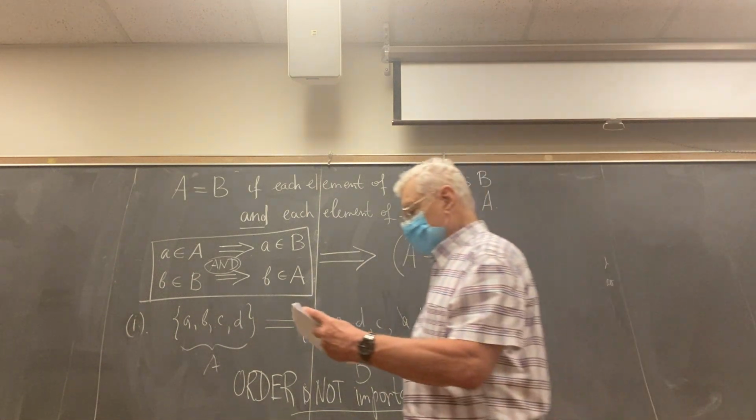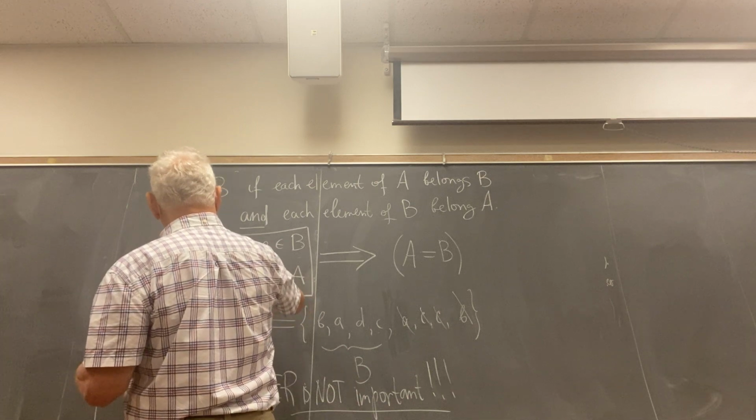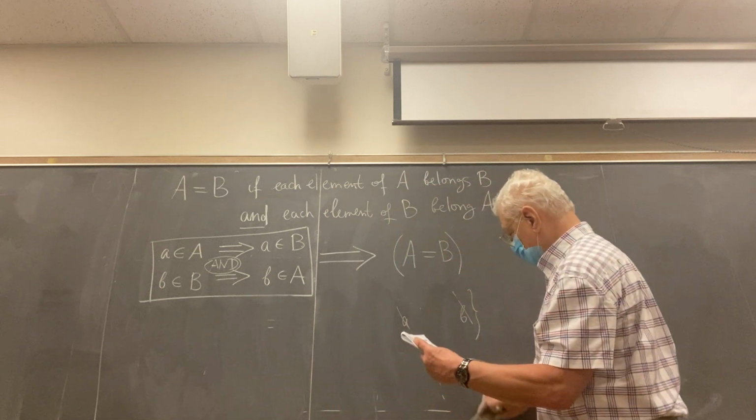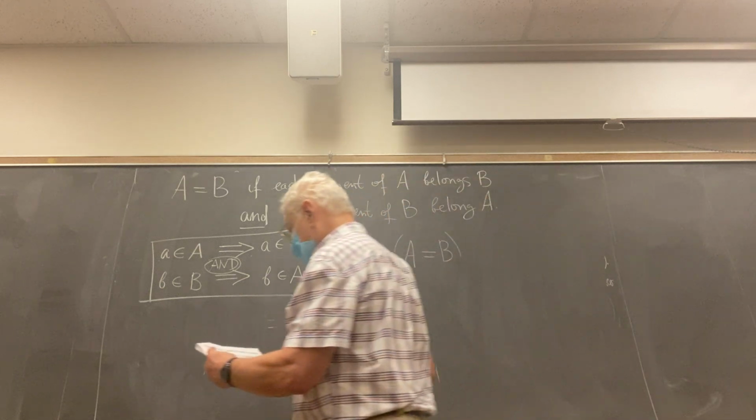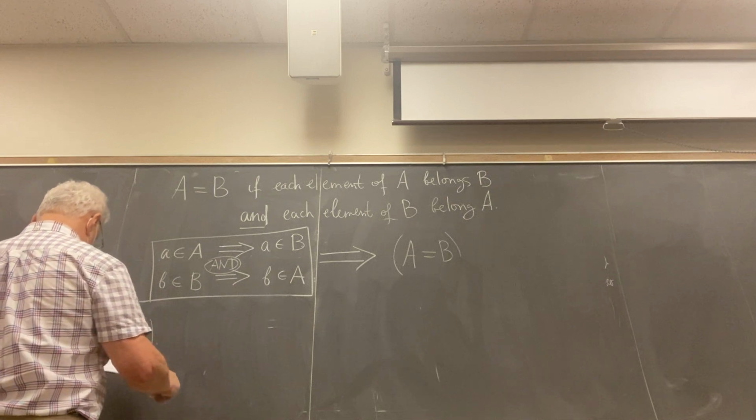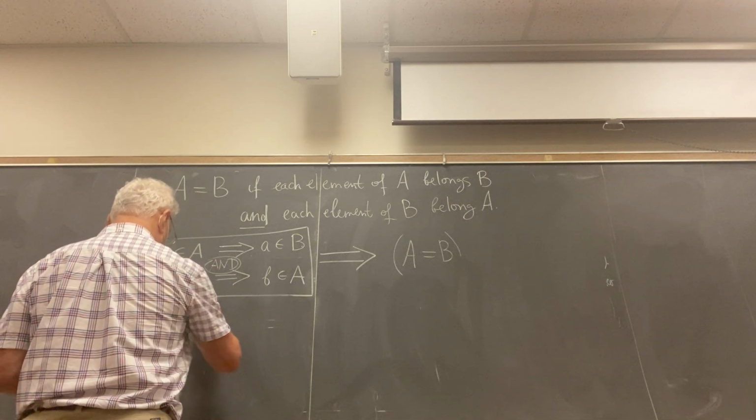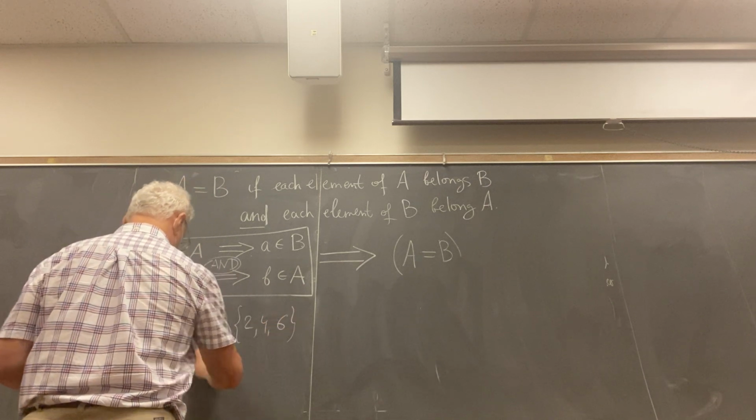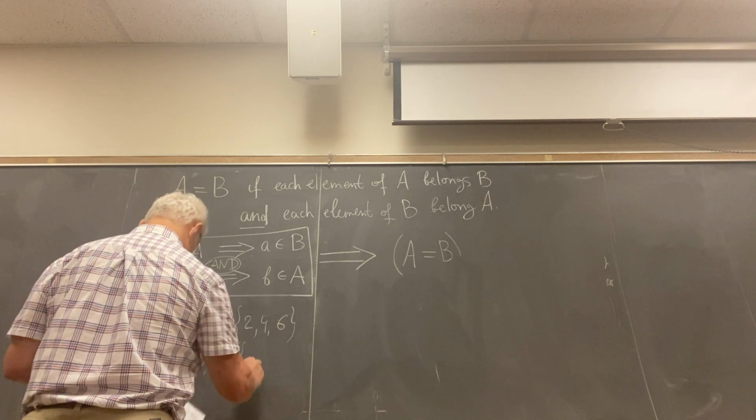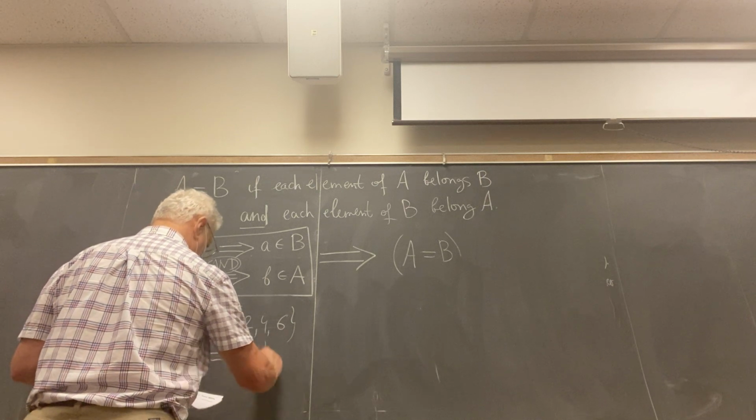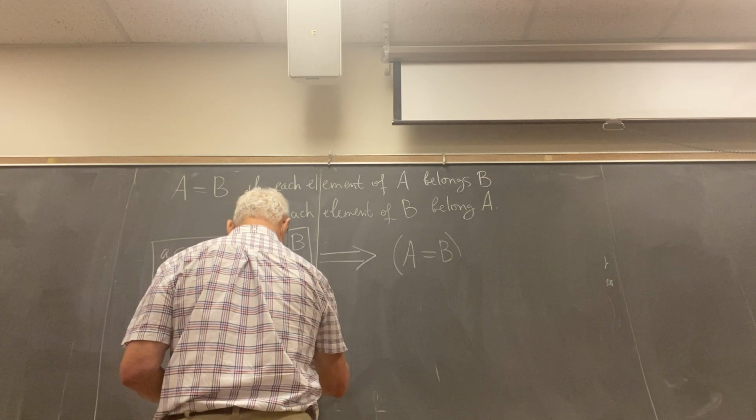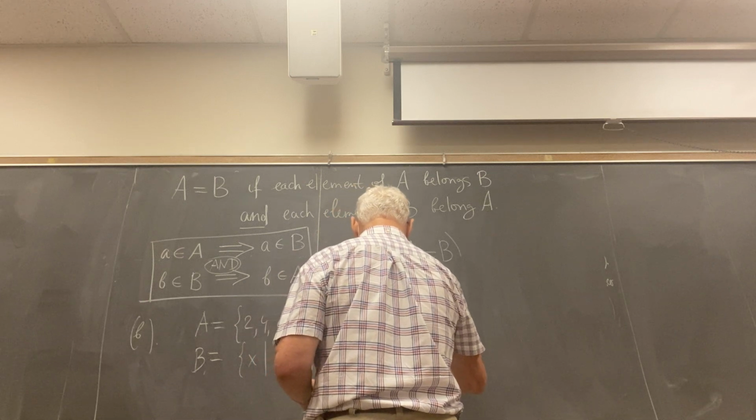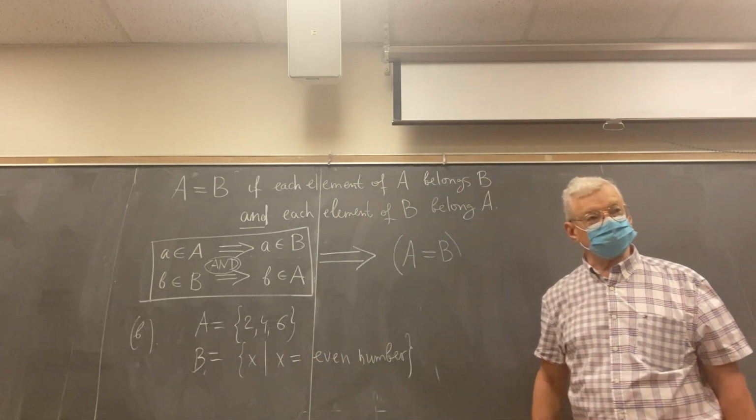Okay, you understand that? Let me give you another example, which is also on page 15. You have set A is 2, 4, 6, and set B is X, such that X equals even number. Are the sets equal or not?